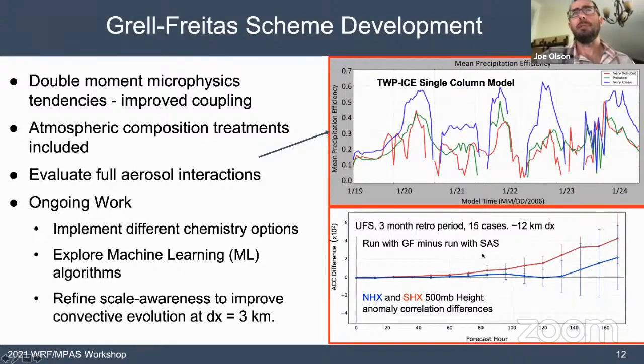If you just put the GF into the GFS suite, it does actually improve the overall anomaly correlations in both the northern and southern hemisphere during this period. Not just during this period, this was actually extended out a full year. We saw similar improvements too.